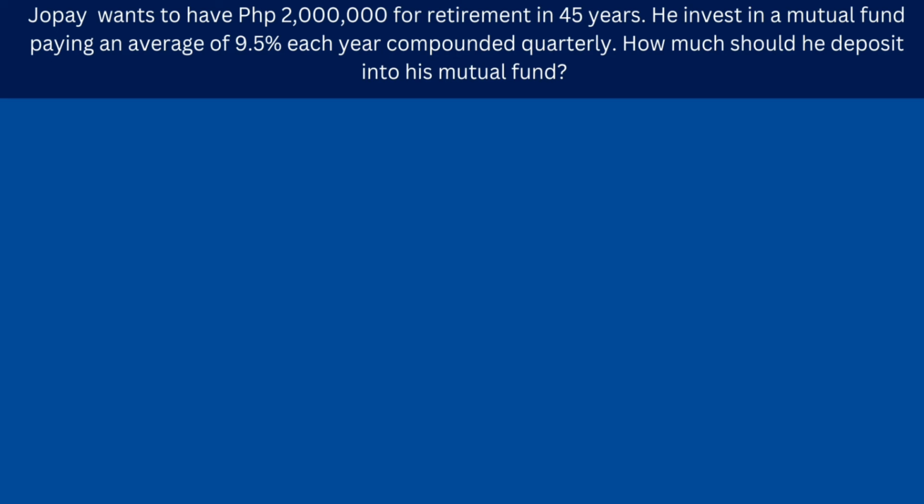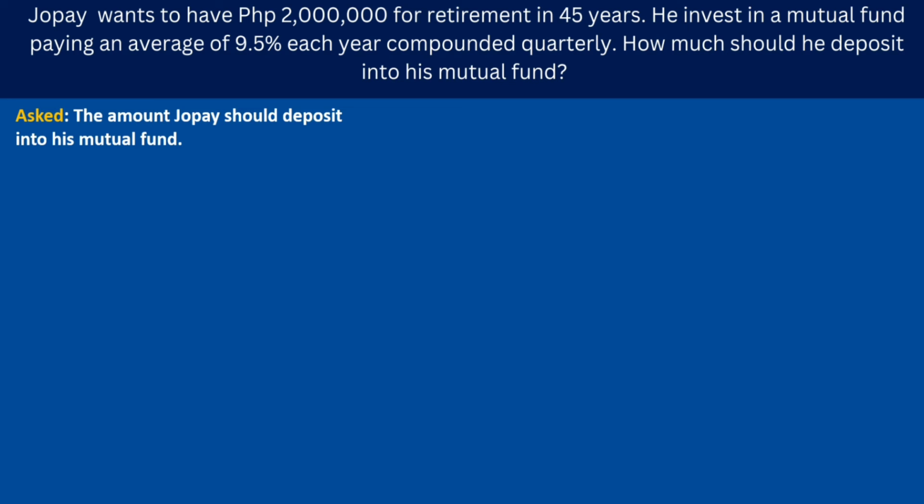Now, let's go to problem solving. Jopay wants to have 2 million pesos for retirement in 45 years. He invests in a mutual fund paying an average of 9.5% each year compounded quarterly. How much should he deposit into his mutual fund? So first, we must find what is asked or what is unknown. It is the amount that Jopay needs to deposit in his mutual fund. It is clear that the principal is the unknown value just by reading the word deposit.